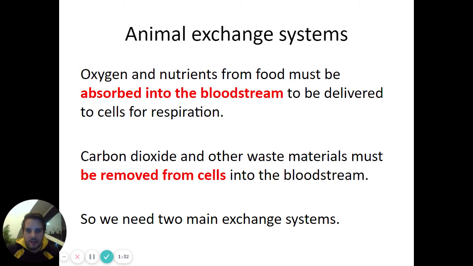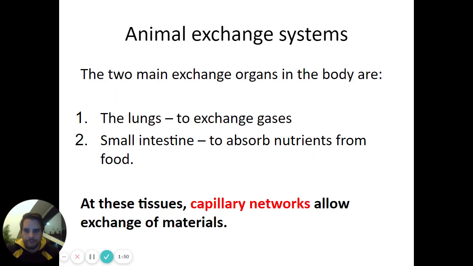Now that gas can actually harm us, so it's important that we remove it from the cells and get it out of the body. And the way that works is the blood carries it back to the lungs and it moves from the blood into the lungs and is breathed out of the body. So air going in, carbon dioxide coming back out. So we're going to focus on the lungs first of all, and then we're going to go and look at the food in the small intestine.